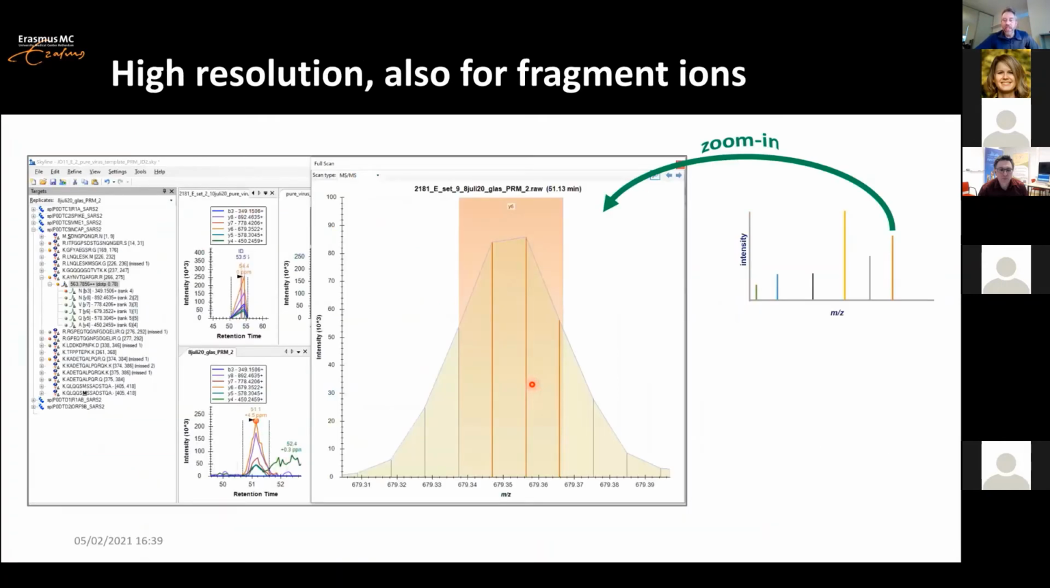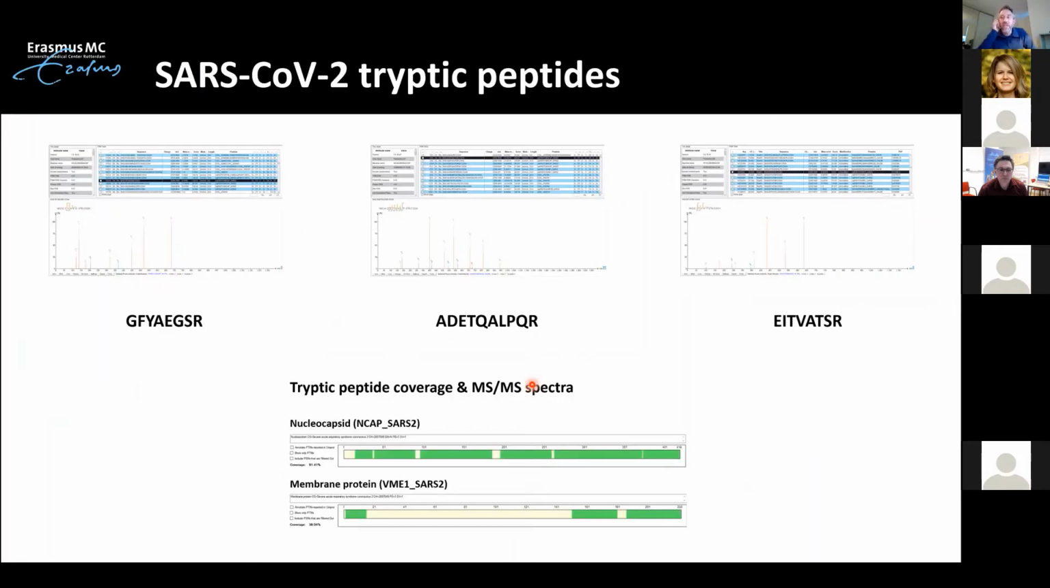So illustrated again here in a blow-up of a Y fragment ion, in this case, in a peptide fragmentation spectrum. These are just a few fragmentation spectra, and these MSMS fingerprints were used to design the PRM workflow, and below the sequence coverage for nucleocapsid and VME1, another SARS-CoV-2 protein.